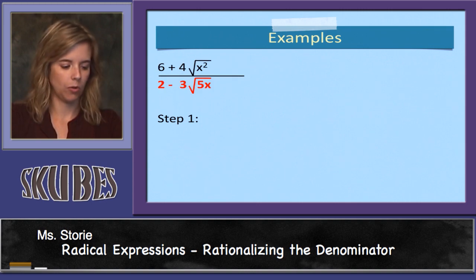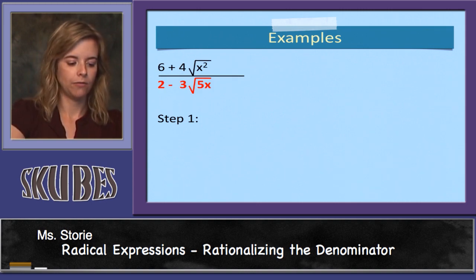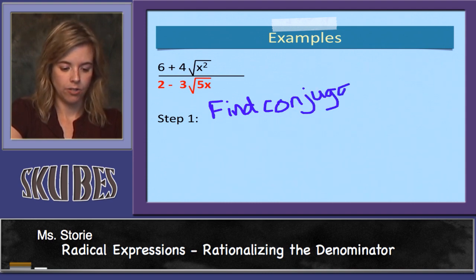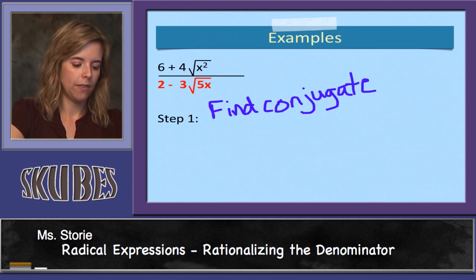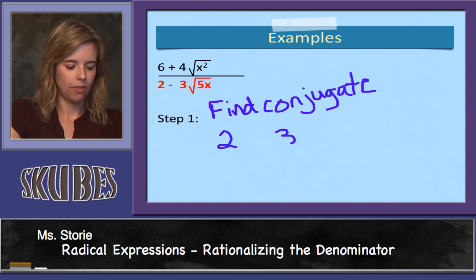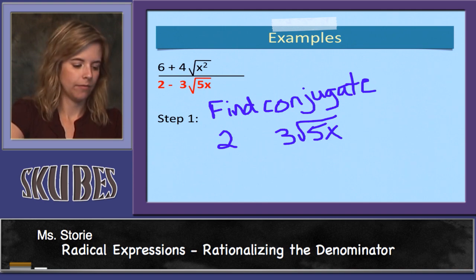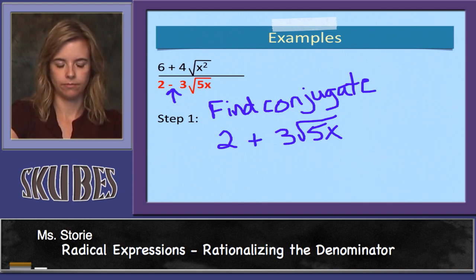Let's try one more example. First step is we need to find the conjugate. So let's look at the denominator. What can we do to make it a conjugate again? We can rewrite the terms of 2 and 3 radical 5x, and we flip the sign. It's a negative originally, so we have to make it a positive.